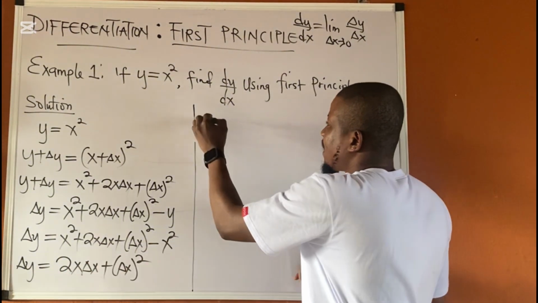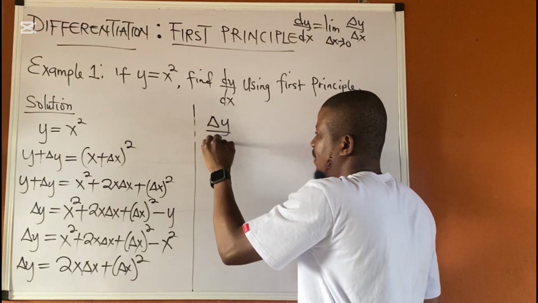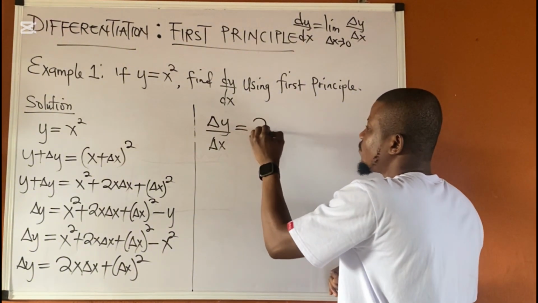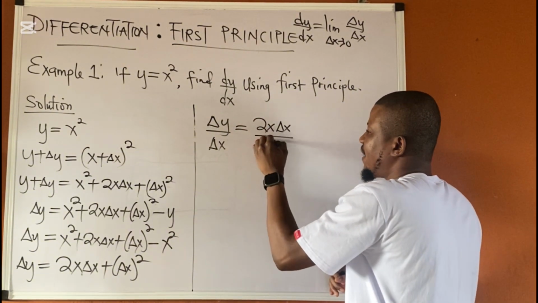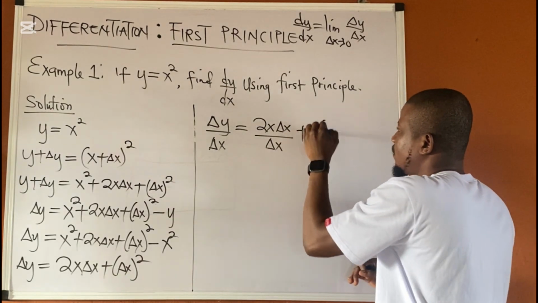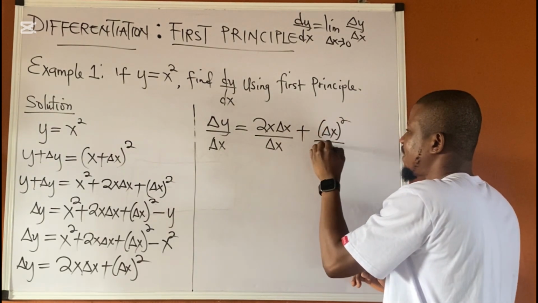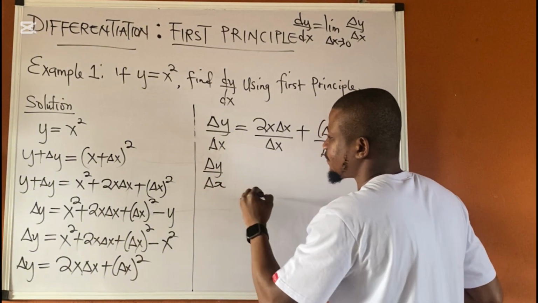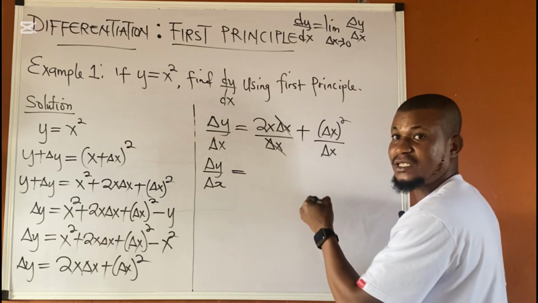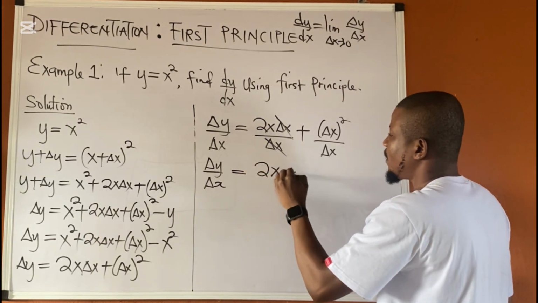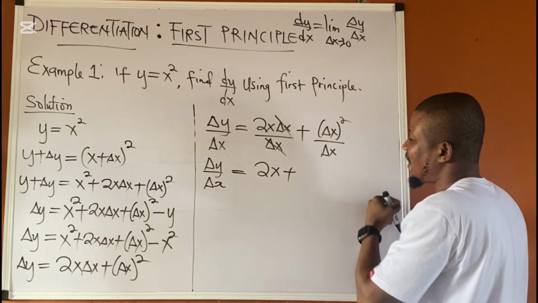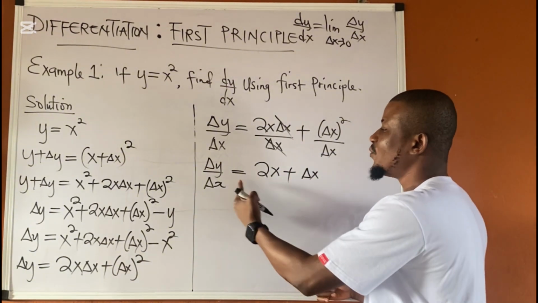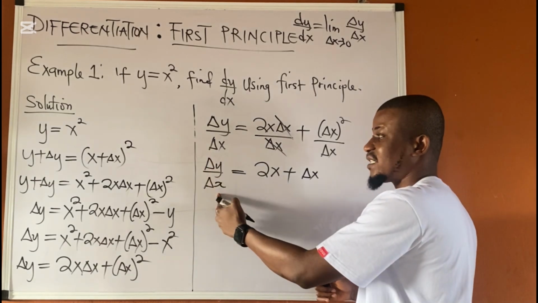So dividing through by change in x, we have change in y over change in x equal to everything on the right hand side too must be divided by change in x. So you have 2x change in x divided by change in x plus change in x all squared divided by change in x. So we have change in y over change in x equal to, this will cancel this, you have 2x plus, this will be cancelled by this, you have change in x remaining, just one change in x remaining there.